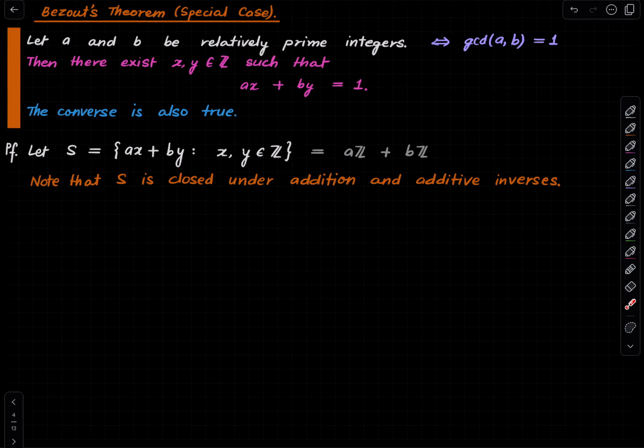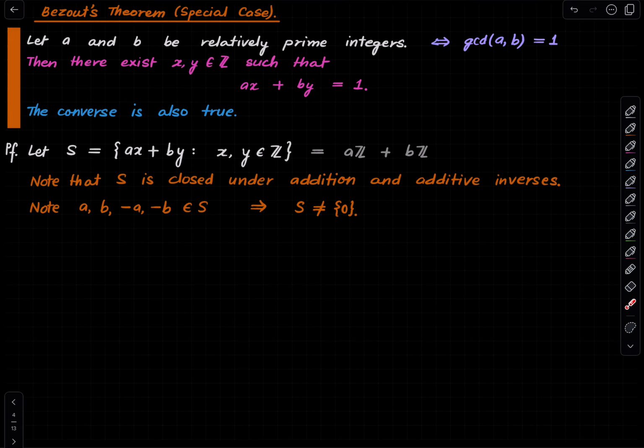And also further note that A, B, minus A and minus B are in S. Right? If you want to prove that A is in S, just take x as 1 and y as 0. And similarly for the others. So this is there, and since A and B are relatively prime, they are not both 0, we see that S is not the trivial set, S is not the singleton. Right? Because at least one of A or B is non-zero.